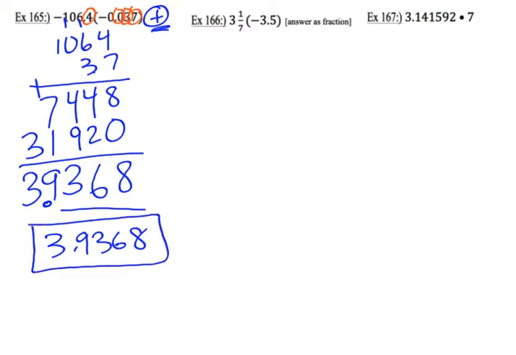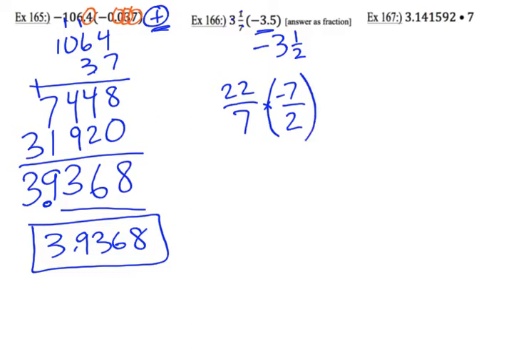Example 166. 3 and 1/7 multiplied by negative 3.5. The answer is a fraction, which means we're going to have to change this to a fraction. It is actually negative 3.5. I need to change both of them to common fractions. 3 times 7 is 21 plus 1 is 22, so 22/7 times 3 times 2 is 6 plus 1 is 7, so 7/2, but it's negative 7/2.